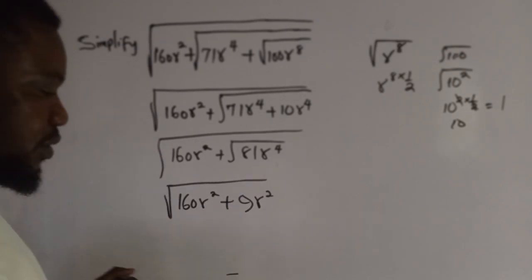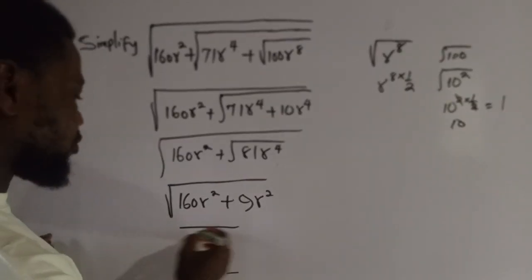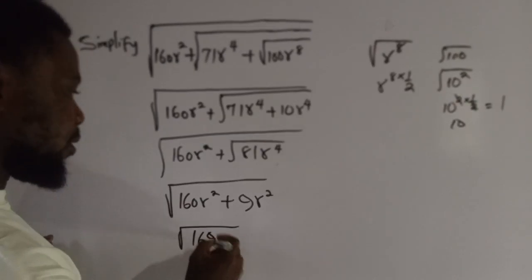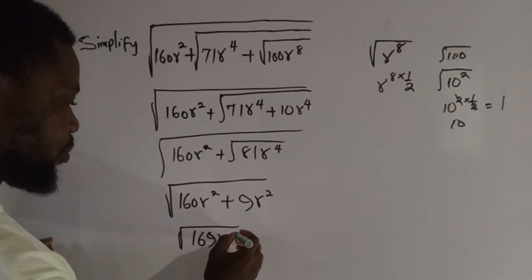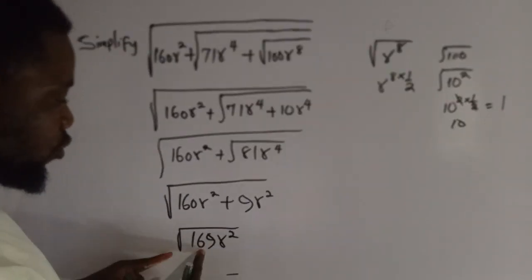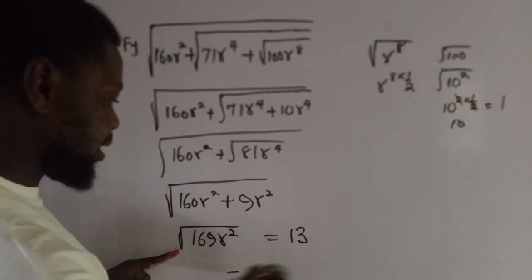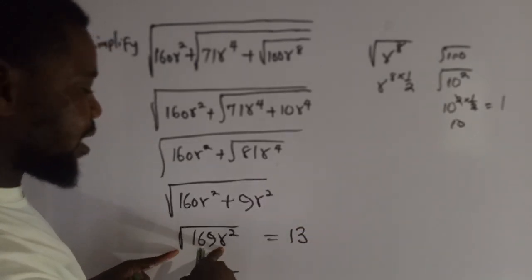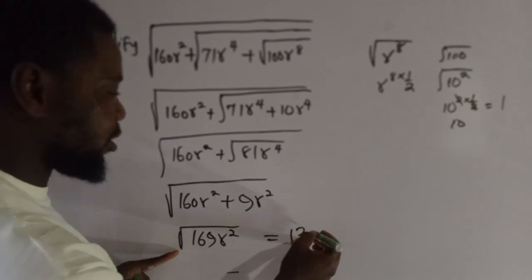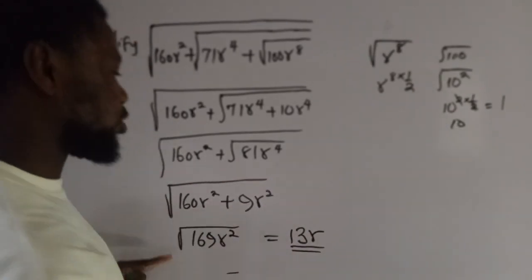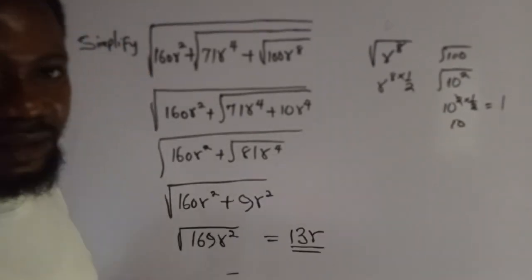We can sum this. When we sum, we have the square root of 169r². So the square root of 169 gives us 13, and the square root of r² gives us r. So the answer to this question is 13r.